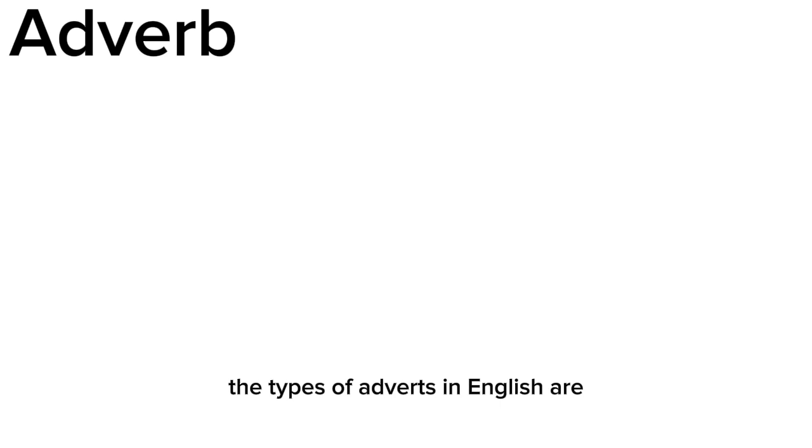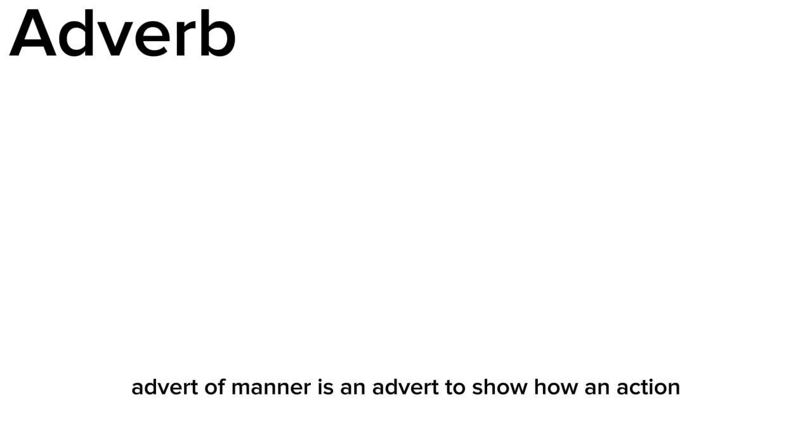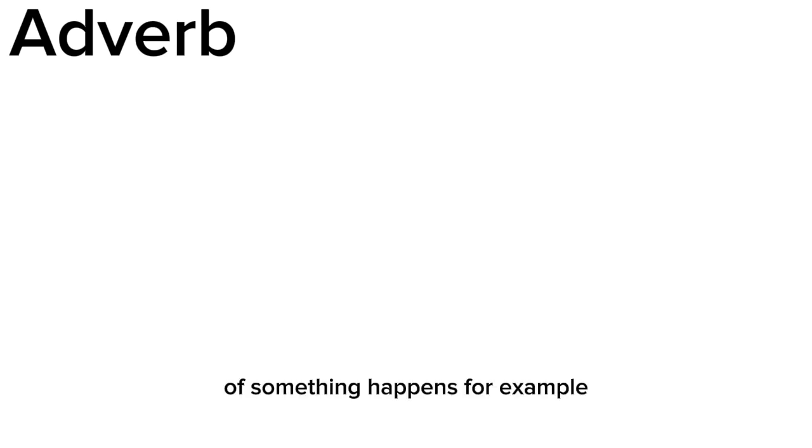The types of adverbs in English are: Adverbs of time are descriptions of time. For example, yesterday, this morning, this afternoon, daily, recently, tonight, early. An adverb of manner is an adverb to show how an action or something happens. For example, happily, hardly, slowly, softly, quickly.